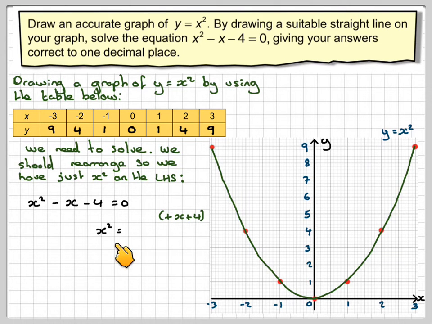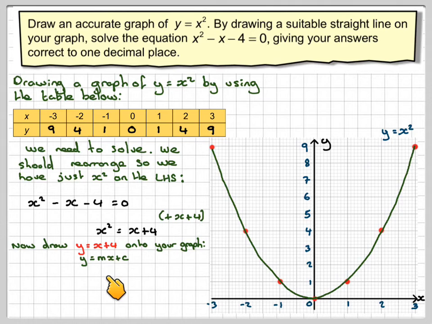So if I do that, on this side, if I add x to minus x, I get 0. And if I add 4 to minus 4, I get 0. So I just get x squared plus 0, which is x squared. On this side, I'm going to get 0 plus x, which is x, and 0 plus 4, which gives me 4. So I need to draw on this graph the line y is equal to x plus 4, and then where these two graphs meet, we will find the solutions of this equation.